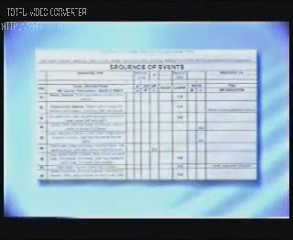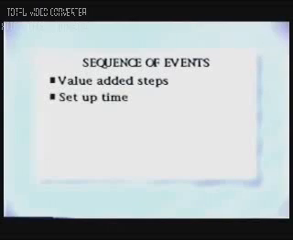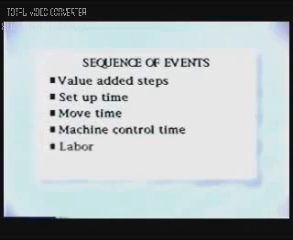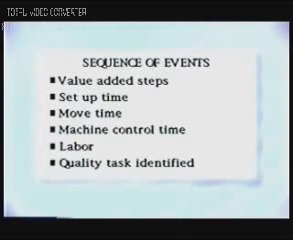Demand flow is a data-driven process. All the material Kanbans are calculated, all the processes on the lines are calculated, operations are defined off of hard data. The sequence of events is a list of tasks to assure a repeatable quality product. We identify value-added steps. Non-value-added steps are eliminated. We capture the setup time, the move time, machine control time, and labor. Finally, we have a column where the quality tasks that must be checked are also identified.